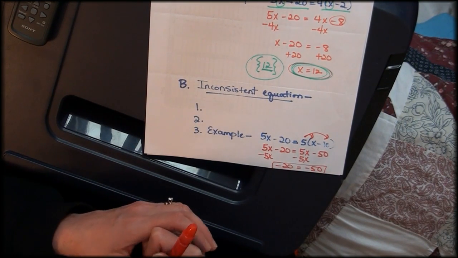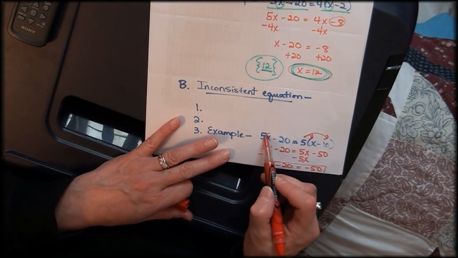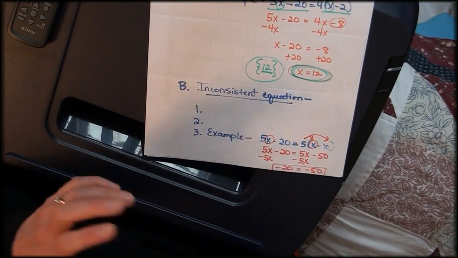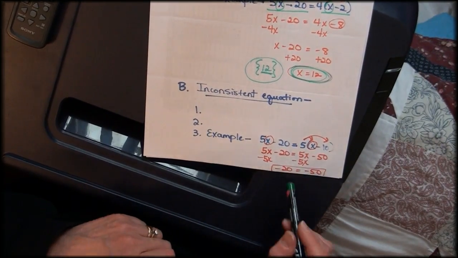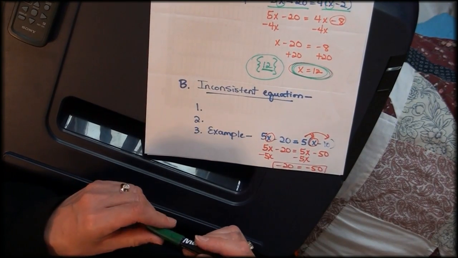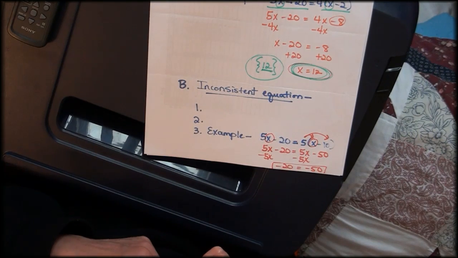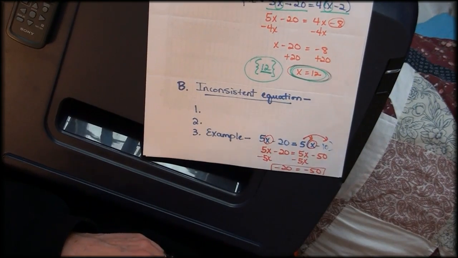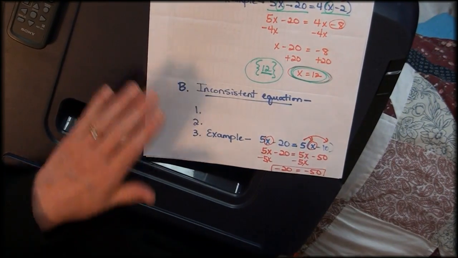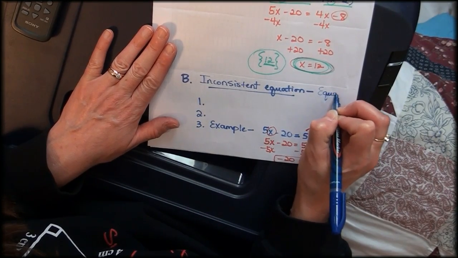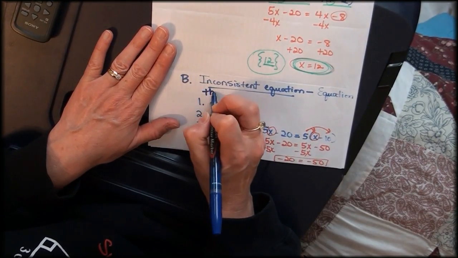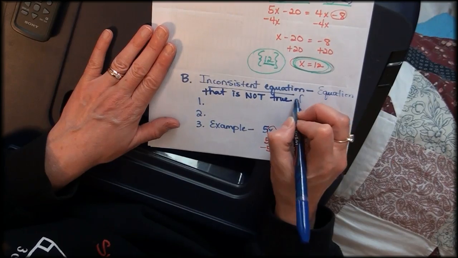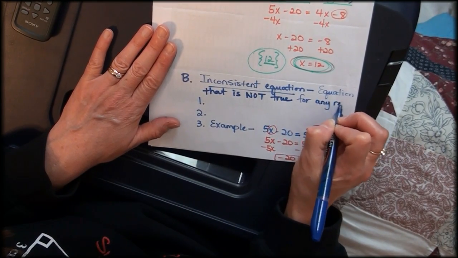So what that's telling me, remember, I'm trying to figure out what number can I put right in here for this x and right in here for this x and get the left side to equal the right side. This is telling me that since negative 20 does not equal negative 50, there is no number at all that I can plug in there and get the left side to equal the right side. This is what we call an inconsistent equation. An inconsistent equation is an equation that is not true for any real numbers.